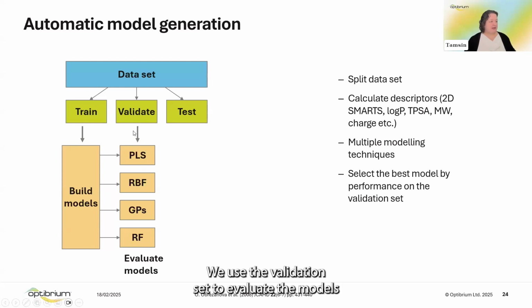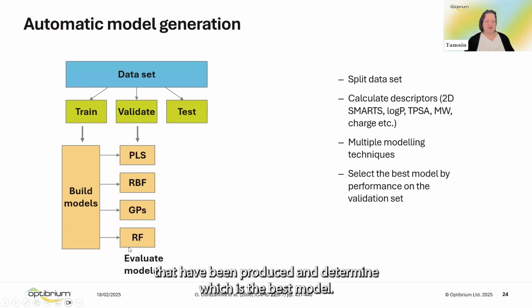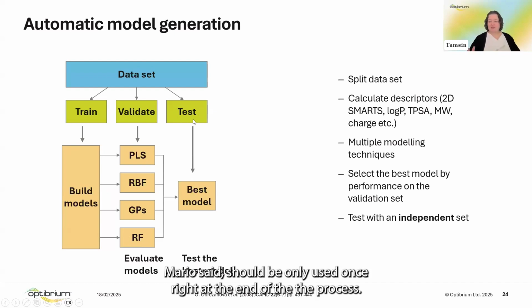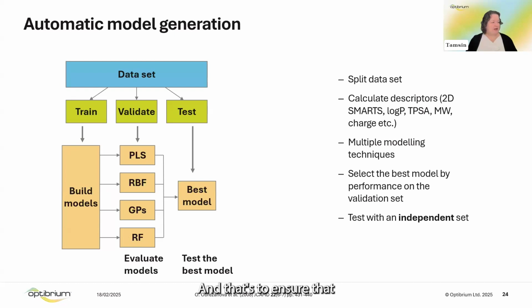We use the validation set to evaluate the models that have been produced and determine which is the best model. This is then tested with that independent test set that, as Mario said, should be only used once right at the end of the process. And that's to ensure that the model is going to continue to be able to be used prospectively.